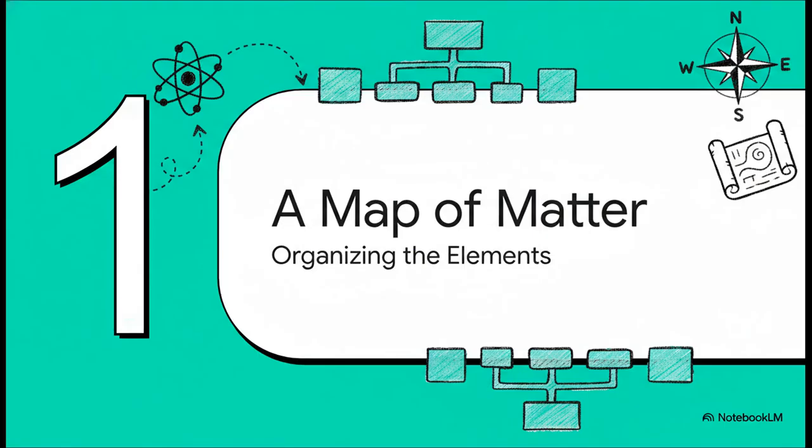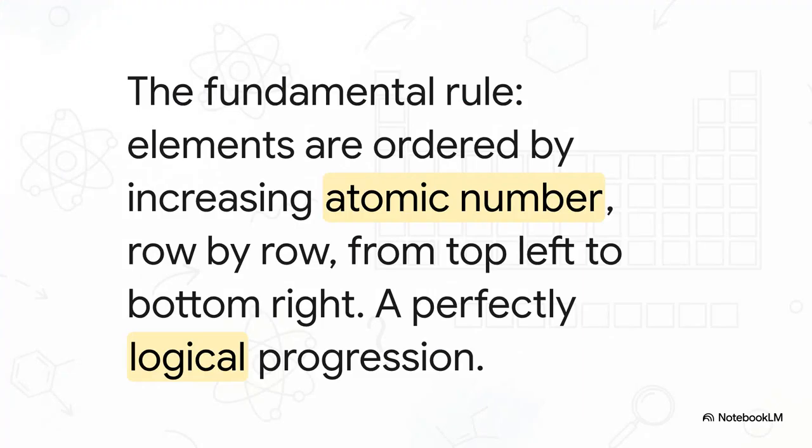At its very heart, the table is a map of matter. And just like any good map, it has a simple, organizing principle that puts everything in its right place. So, the most fundamental rule is the atomic number. That's just the number of protons in an atom's core. We start at the top left with hydrogen, which is number 1. Then you move across the row to helium, number 2. Then you drop down to the next row with lithium, number 3, and you just keep going, filling the map one element at a time. See? It's a perfectly logical progression.